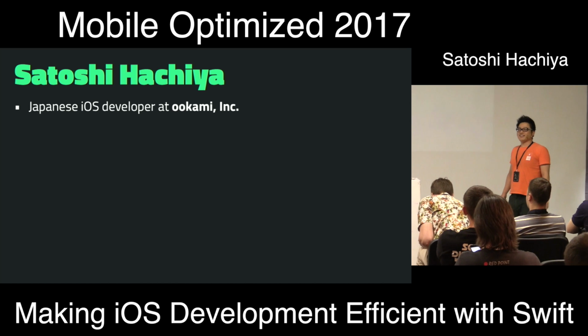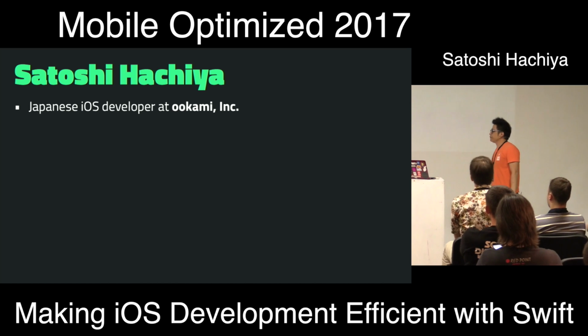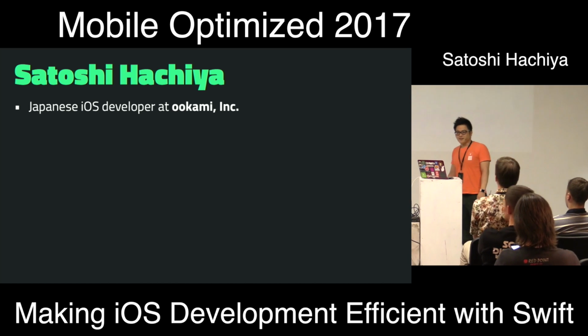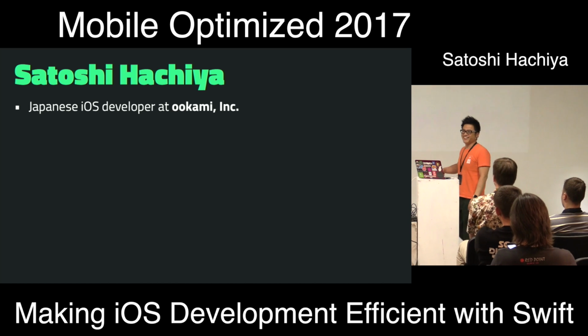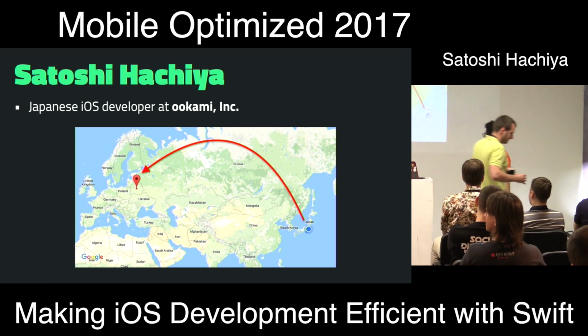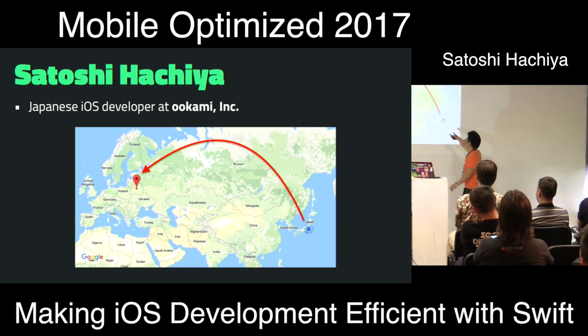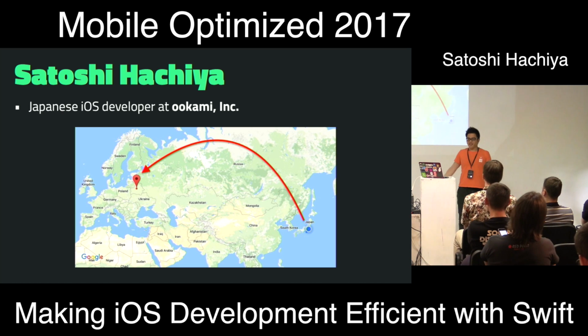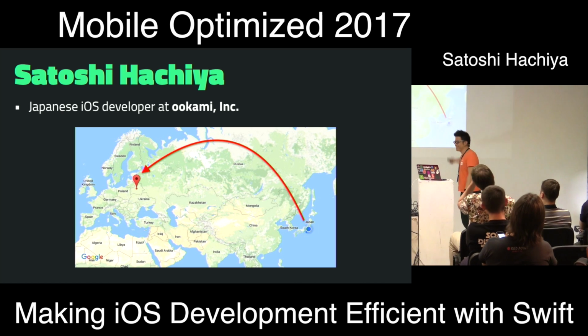My name is Satoshi. I'm from Japan. Do you know where Japan is? Japan is here. I'm from here.